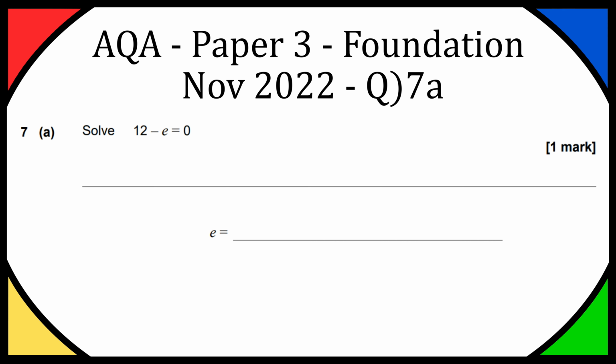Hey everyone, so this is question 7a and we have to solve 12 minus e is equal to 0. So first thing we want to do is write out our question. So 12 minus e is equal to 0. Now what we're going to want to do is add e to both sides of the equation. Other people might refer to it as moving the e to the right hand side, but what we're really doing is just adding e to both sides.